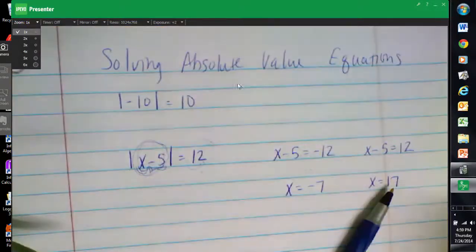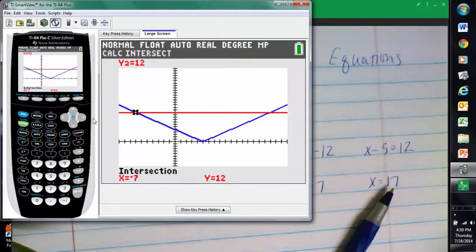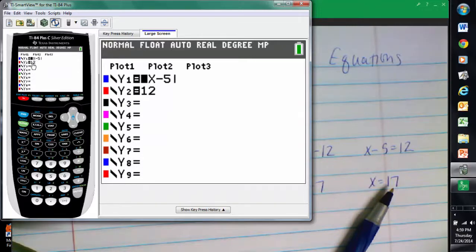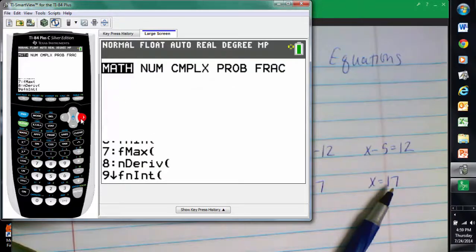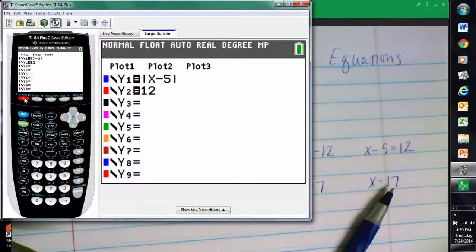Now we're also going to take a look at it on the graphing calculator and remind you how to solve equations on the graphing calculator. I went into y equals and put in the absolute value of x minus 5 by doing math, arrowing over to num, and hitting enter for abs. I put x minus 5 in there, and then in y2 I just put 12.